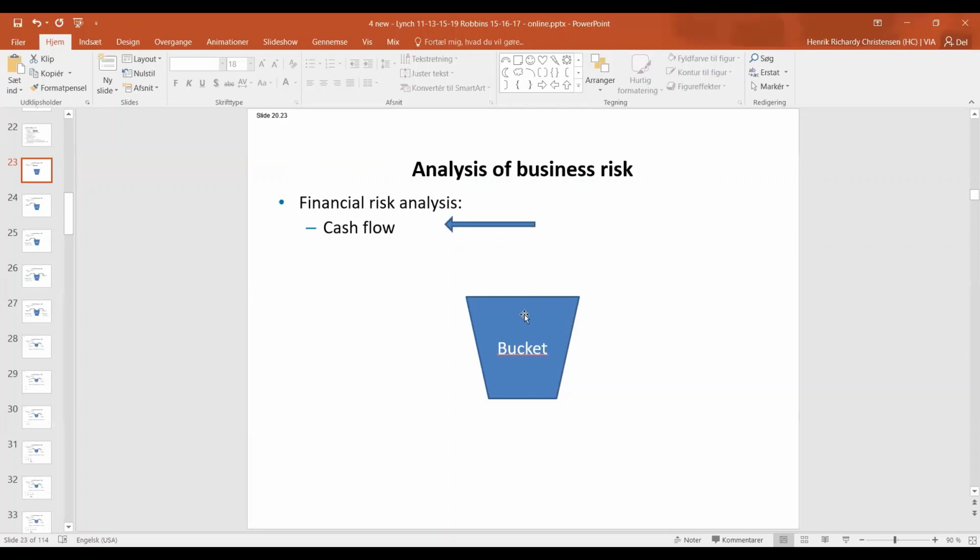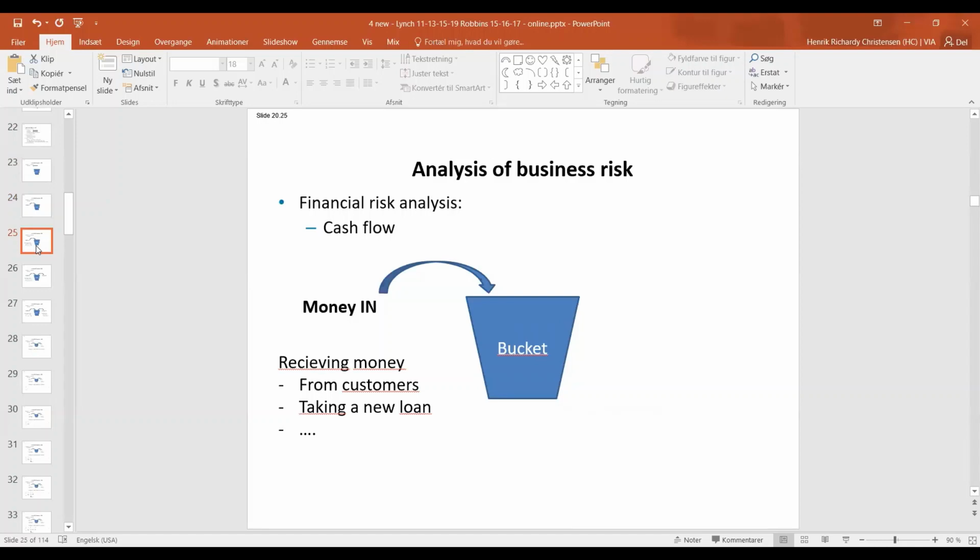Now, if we take this little example into a company and still keep it quite simple, then try to imagine that each company has a bucket standing in its accounting room. And in this bucket, we have to imagine that money can go into this bucket, and that is the same as receiving money, of course. And let's try to look at where we get money from.